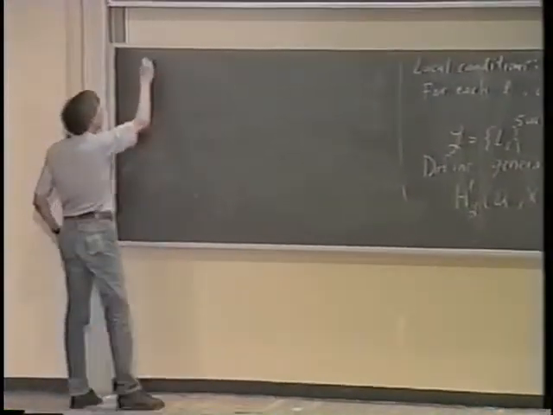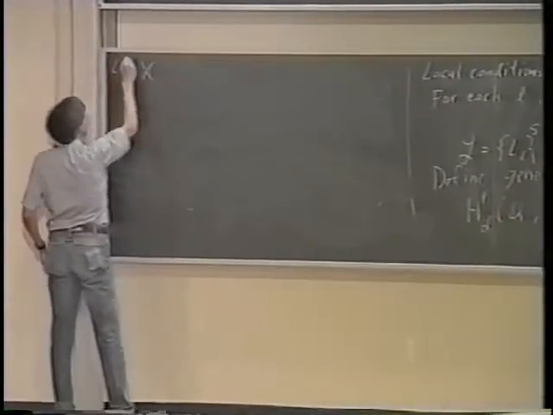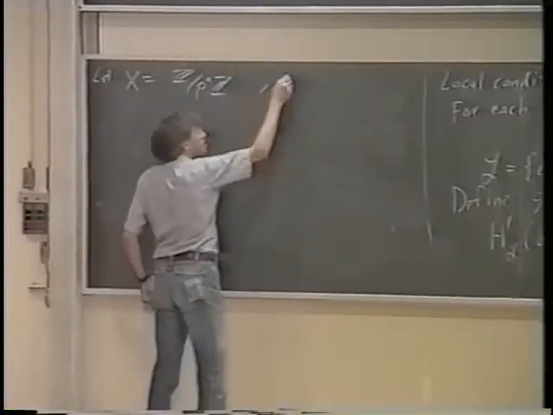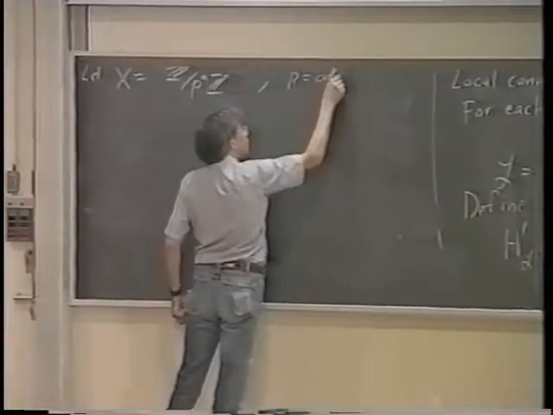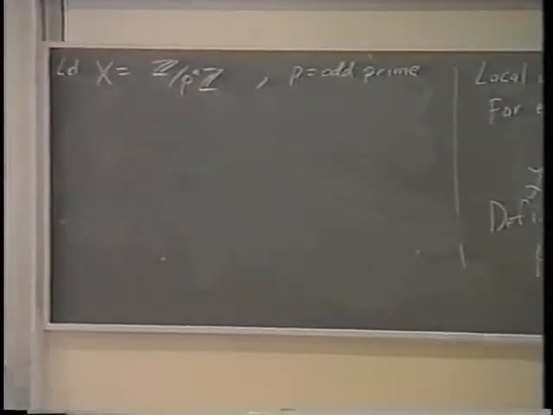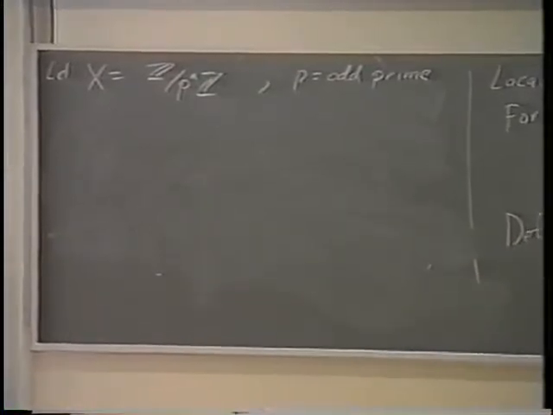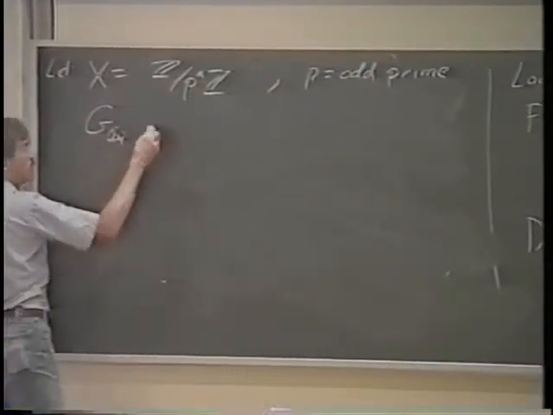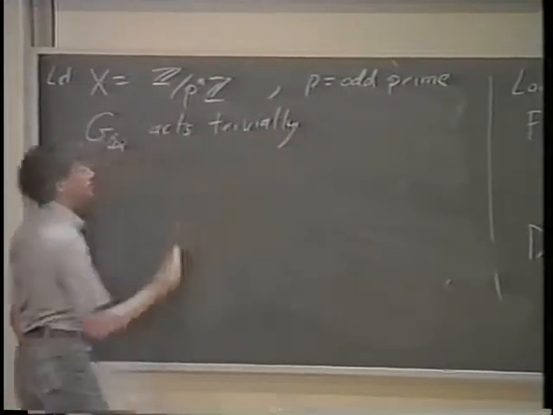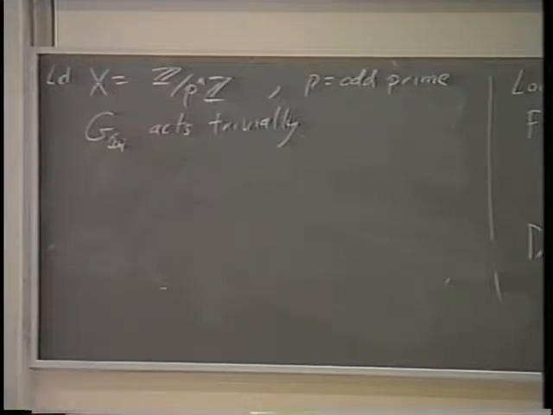So, okay, so let's let X equal Z mod p to the n Z. And just for simplicity, let's take p is odd. I mean, p equals 2 really works the same way. There's just a couple extra 2's in there. Okay, G_Q and all the other G's act on X trivially. Okay, well, the main thing is to choose the script L's correctly.